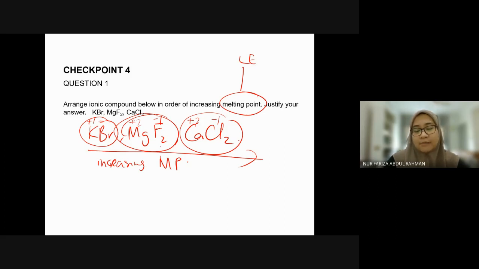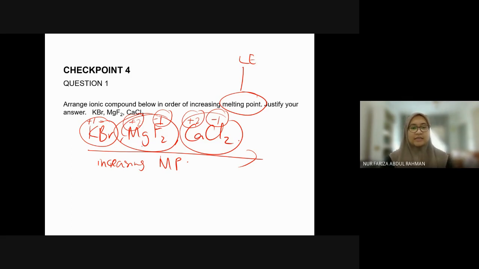But how about MgF2 and CaCl2? Are you sure that CaCl2 has the highest melting point? Have you checked the magnesium location and the calcium in a group? In terms of this, we cannot compare them based on the charge only. We have to consider the size.